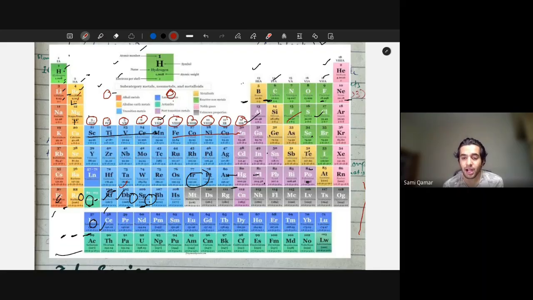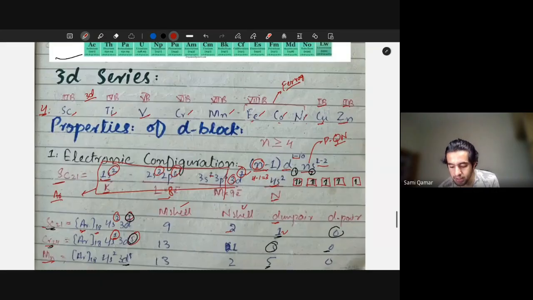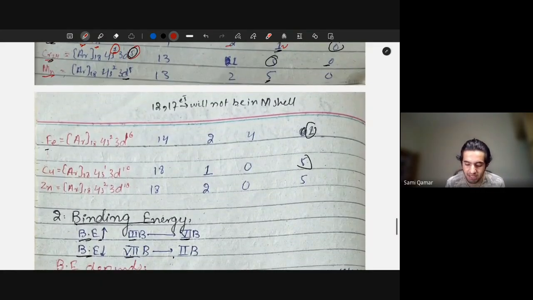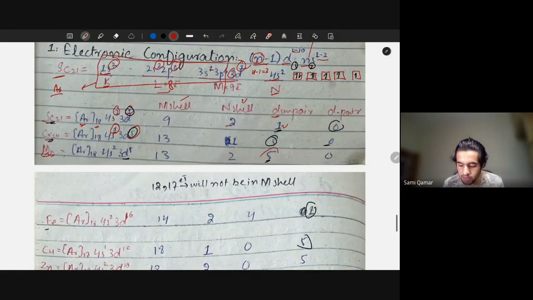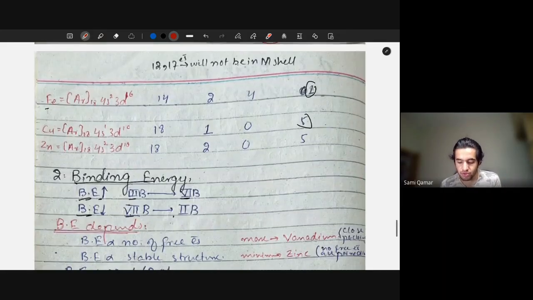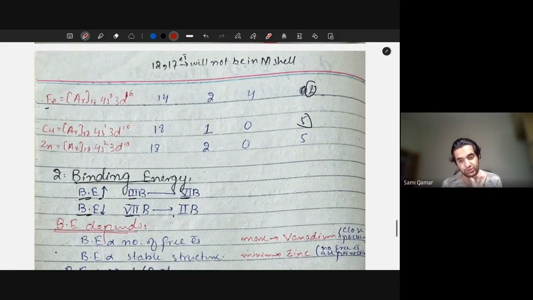Up till manganese, the D electrons are unpaired. You can see here, this is manganese. 5 are unpaired, which means they can form bonds, right? These 5 can form 5 bonds. That's why its oxidation number can be +1, +2, +3, +5. This is really very confusing right now, but anyways, it's pretty easy. After iron, just see this thing.